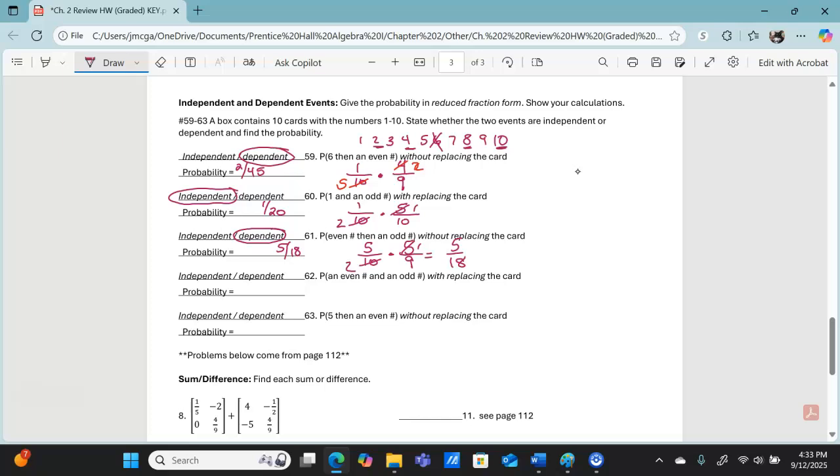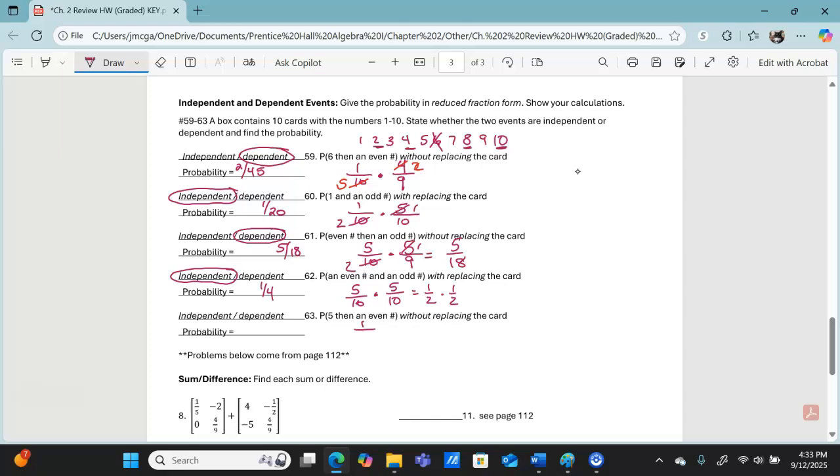Probability of an even and an odd with replacing the card. Since you replaced it, one event doesn't affect the other. So you have 5 out of 10 even. You put the card back. You still have 5 out of 10 odd. These will both reduce to 1/2, which is 1/4.